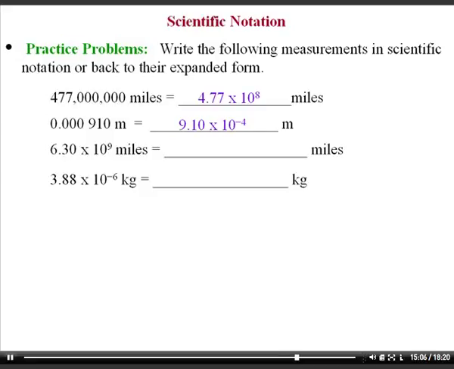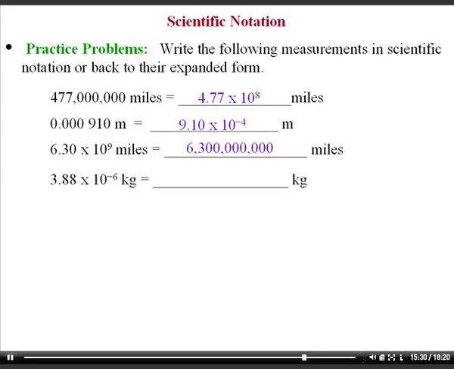In your next example, you have 6.30 times 10 to the 9th miles, and you have to write it in the expanded form. So we're going to take our decimal point and we're going to move it to the right a total of 9 times. And so you end up getting this value of 6,300,000,000. So a 10 to the 9th power always represents a billion. 10 to the 6th would represent a million.